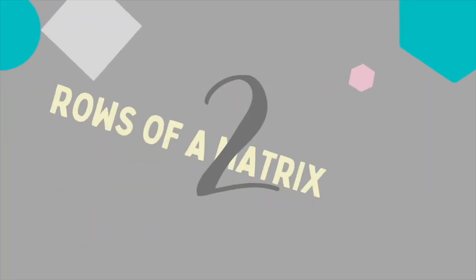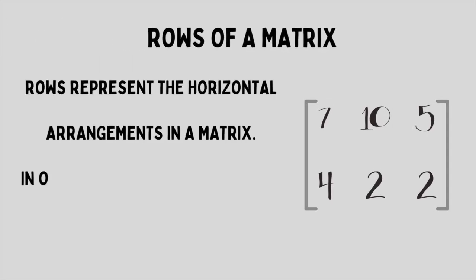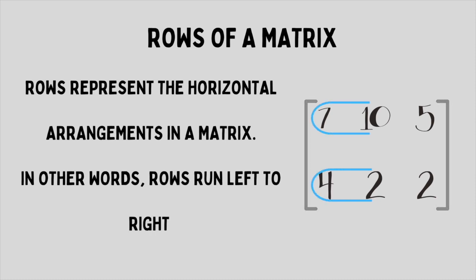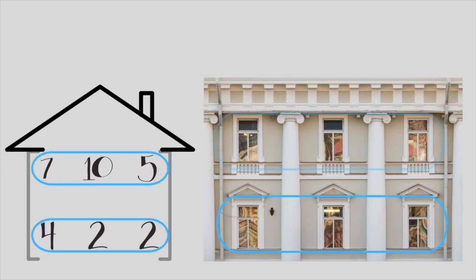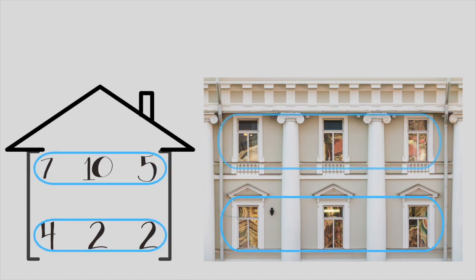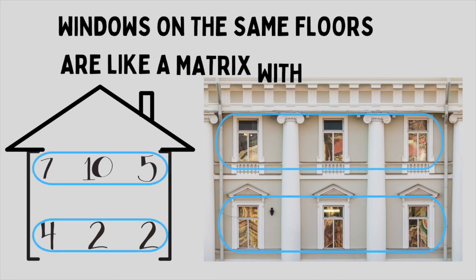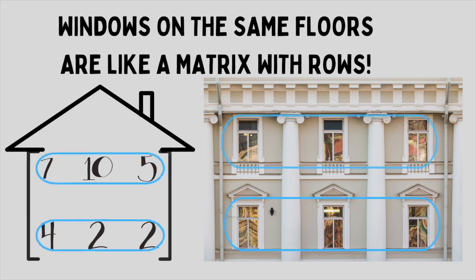Number two, rows of a matrix. Rows represent the horizontal arrangements in a matrix. In other words, rows run left to right. Now, let's think of our house again. So, we have some windows on the top, and on each floor they run from left to right. So what we can say is that windows on the same floors are like a matrix with rows.